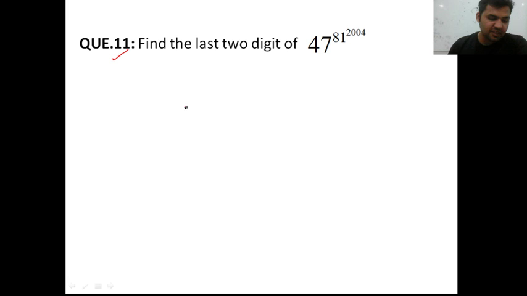So I'm giving you a minute. Please try this question and then we will discuss the solution. Find out the remainder when 47 power 81 power 2004 is divided by 100.